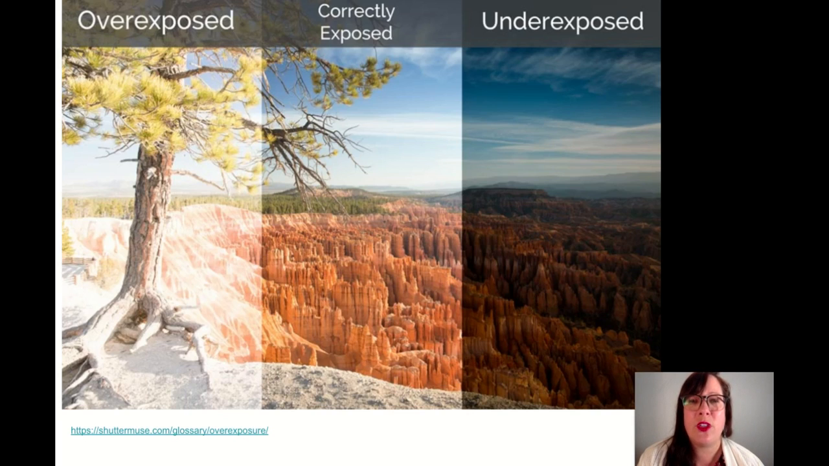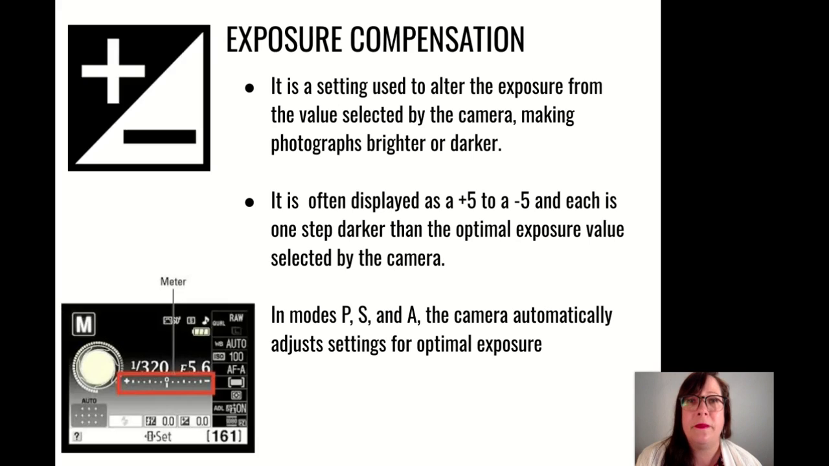There are times that photographers want to use photos that are underexposed or overexposed based on what type of look they're going for, but most of the time we're trying to get a correctly exposed image, and we can do this by controlling the settings on our camera.